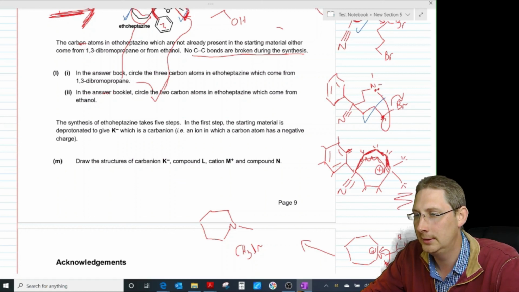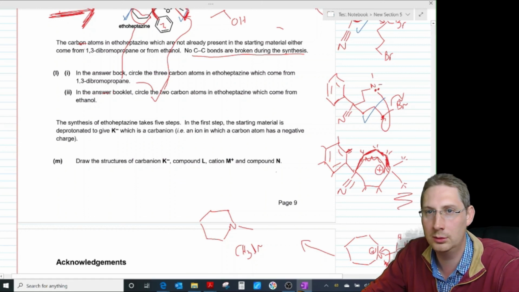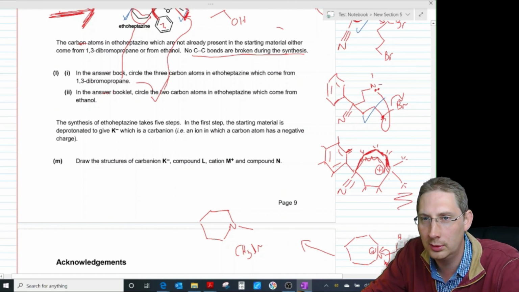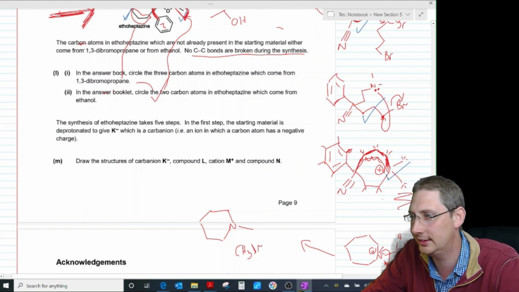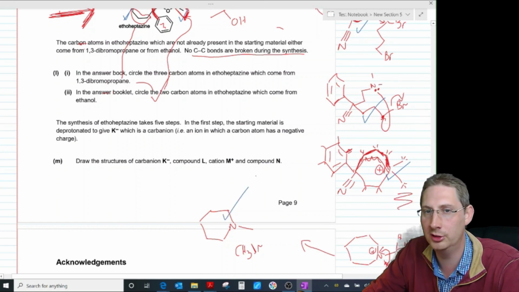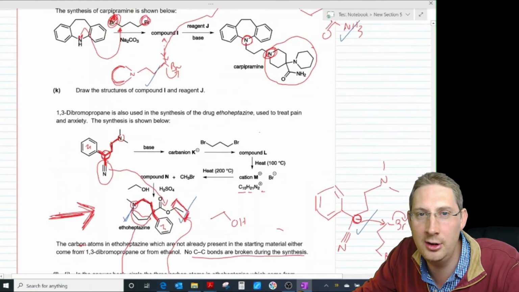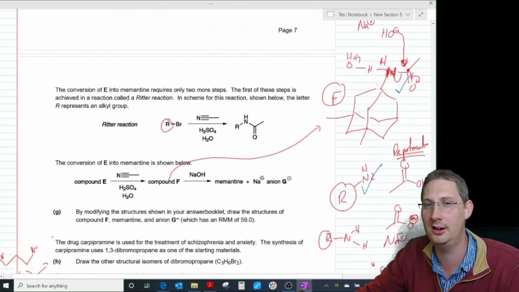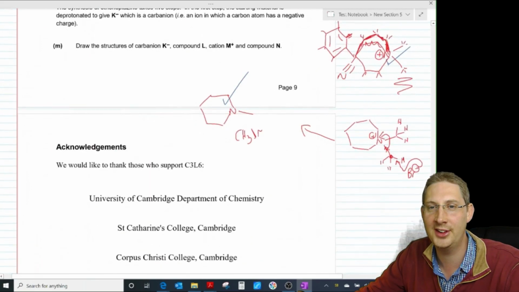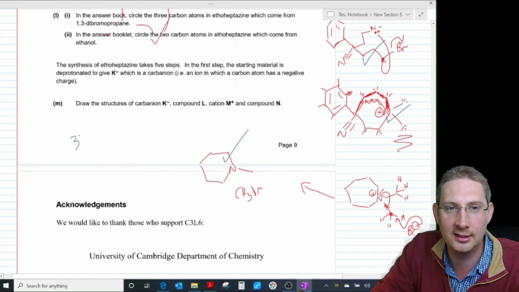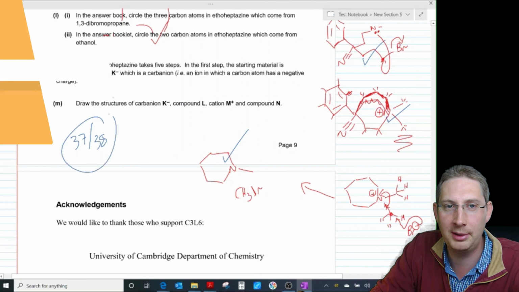Cation M does have that N plus, good, and the 2 methyl groups there, so that's correct. And compound N has lost that extra methyl group. Brilliant. I think I only lost 1 mark on that, and that was stupidly because I missed that. Oh, that's not bad, hey? So I think that was 37 out of 38, which I'm quite pleased with.